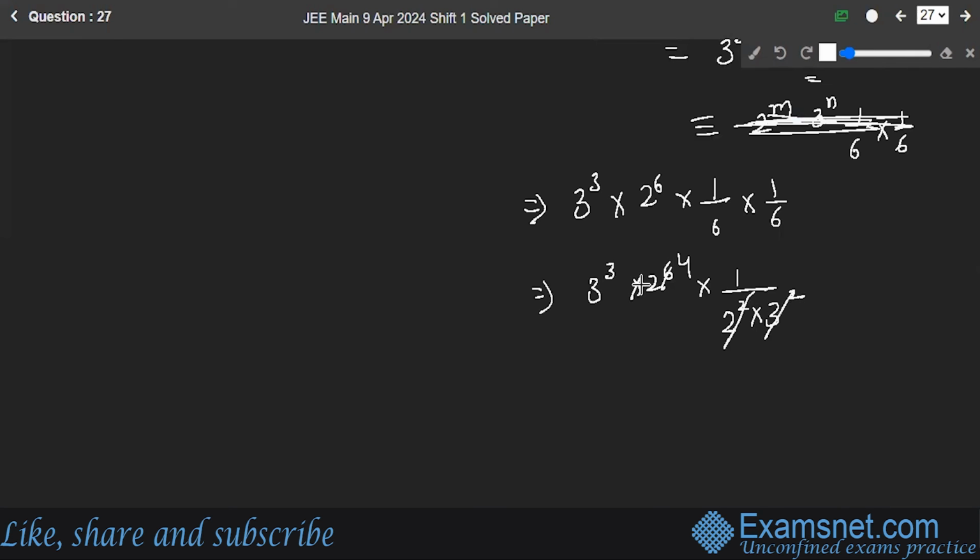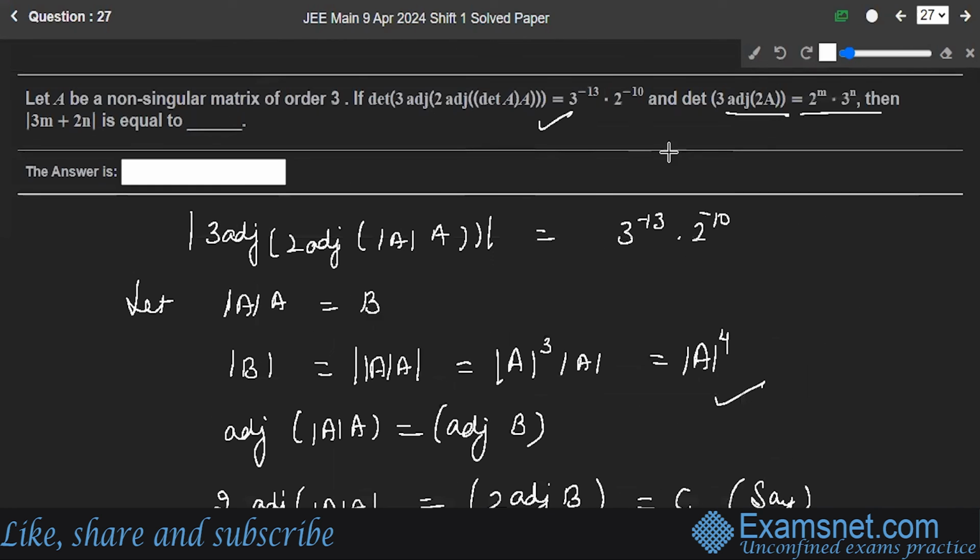Which gives you 2 power 4, and 3 power 1. So this is equal to 3 into 2 power 4. 2 power 4 is 2, 4, 8, 16, 16 times 3 is 48. Okay, this is the answer to the question, 48. Hope you understood that.